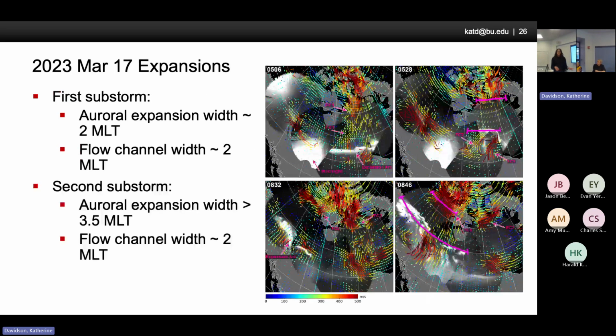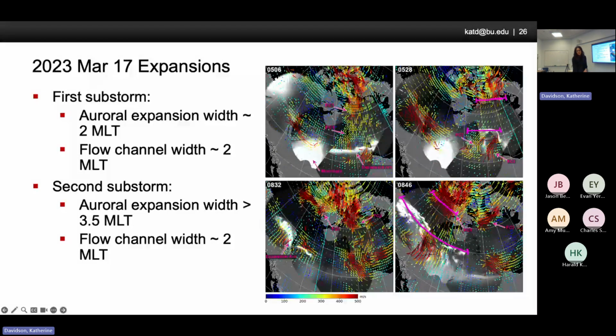You also may have noticed that one of these substorms was much bigger than the other. So the second substorm was much more expansive. We can also potentially correlate those to the width of the incoming flow channels. So the first substorm is on the top panels here. The top left panel is the start of the expansion phase, and then the top right panel is the middle of the expansion phase for the first substorm.